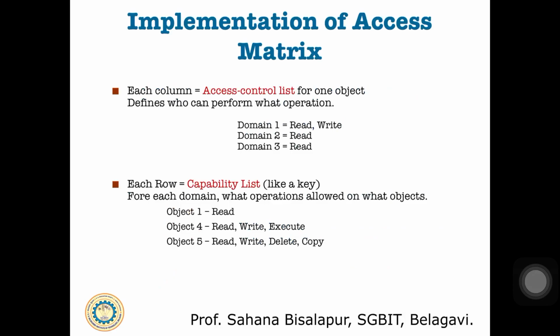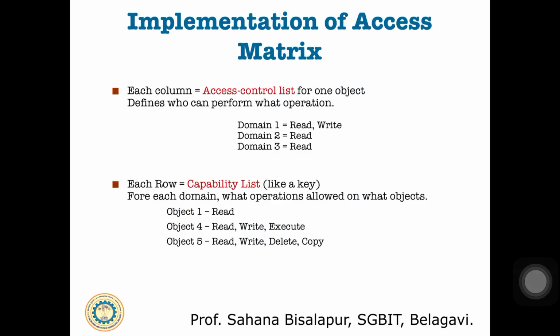The global table has many drawbacks. This table is very large, as we keep many entries of ordered triples like domain, object, and the rights set on that object. It is going to be very large, and you cannot keep it in memory, so additional input output will be needed. Other techniques like virtual memory can also be used for managing this table, which is why it is very difficult to maintain.